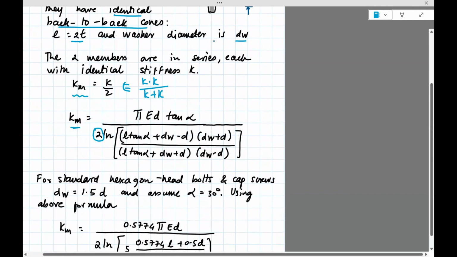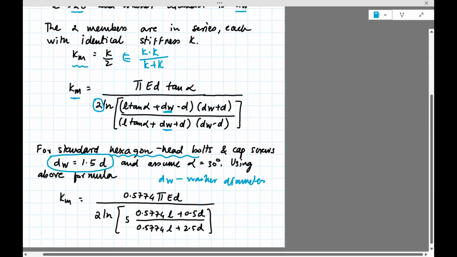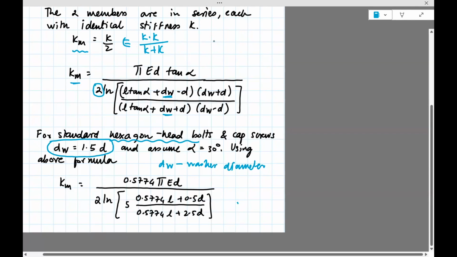For standard hexagon head bolts, this is something again found empirically, that if you have hexagon head bolts and cap screws, then they know something about the washer diameter. dW is the washer diameter. So they're going to substitute the washer diameter here with 1.5D. That will just simplify the expression. So there's no dW or washer diameter anymore because it's been replaced.